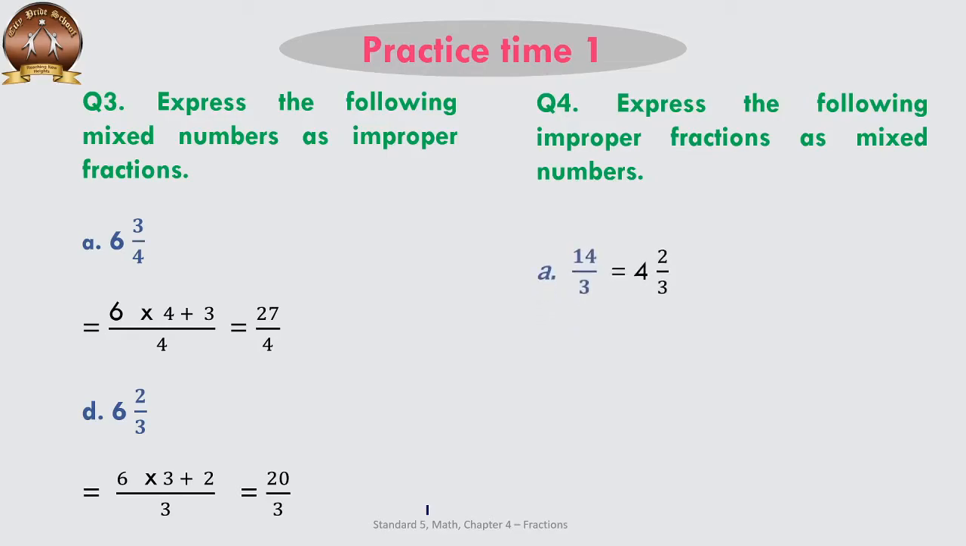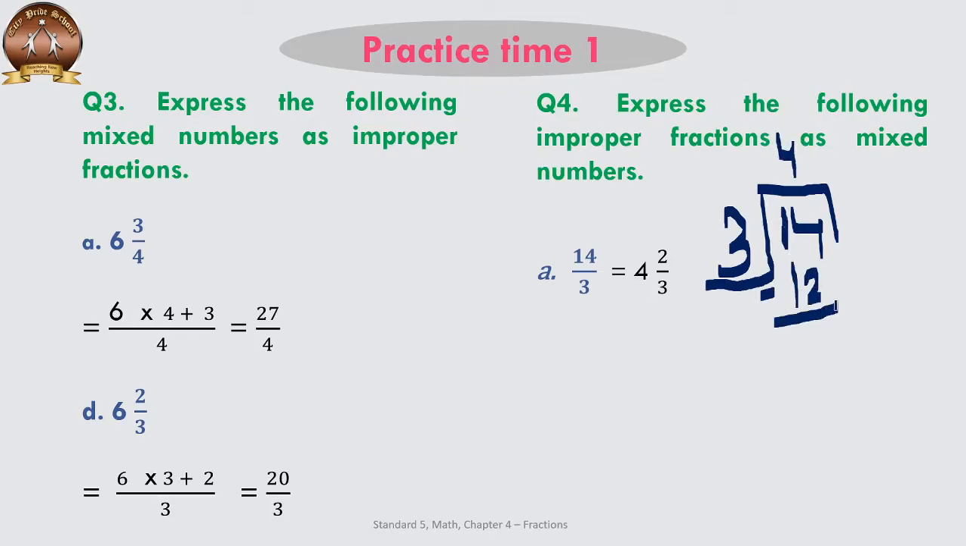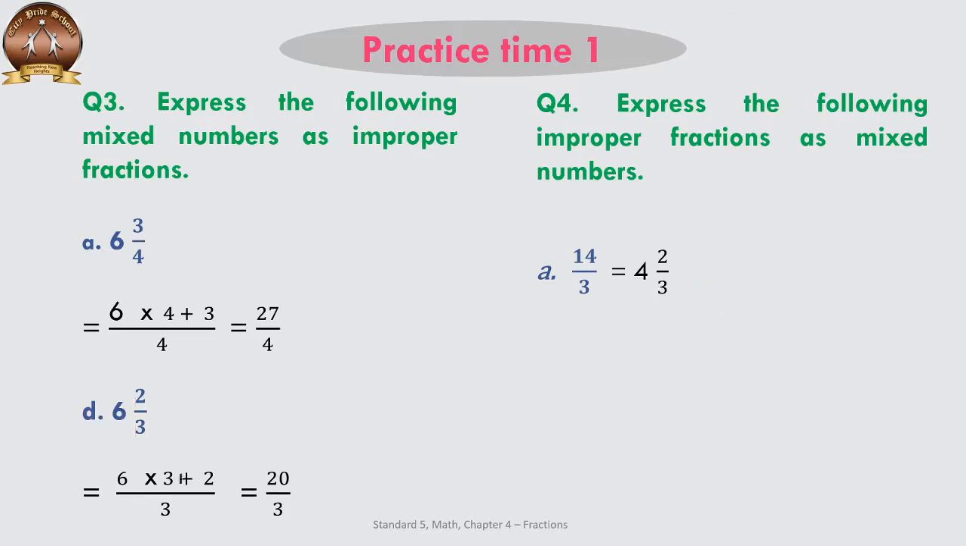So here we have the improper fraction 14 upon 3. To get this mixed fraction, what are we going to do? We are going to divide 14 by 3. When you divide 14 by 3, a number multiplied by 3 that gives me a result less than or equal to 14 is 4. 3 into 4 gives me 12. When I do the subtraction, I get 2 as the remainder. So Q R upon D is what we have just learned. 4 becomes the whole number, this 2 becomes the numerator and this 3 becomes the denominator. So this is how we get the mixed fraction from this question.